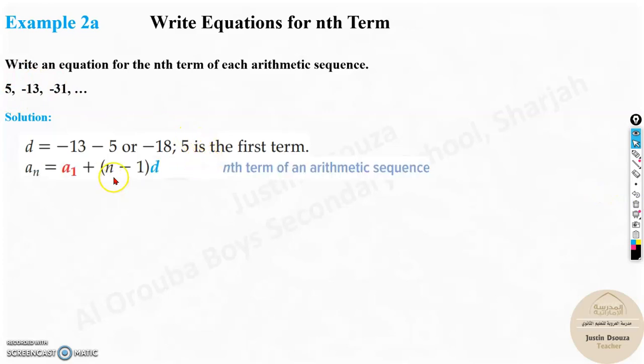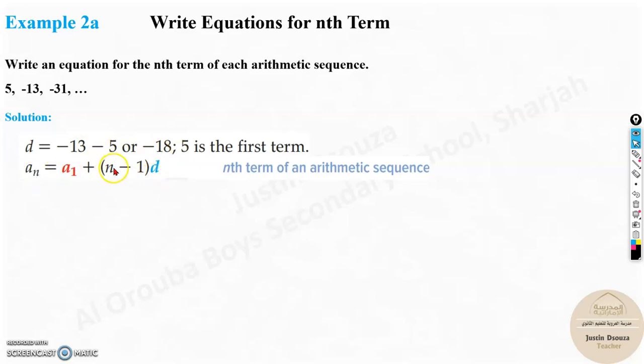Now write the formula. Over here, you know a, the first term, a1. It's a subscript 1. Subscript is something that's written down. This is a subscript n. You generally call it a1. Now d is the common difference, minus 18.